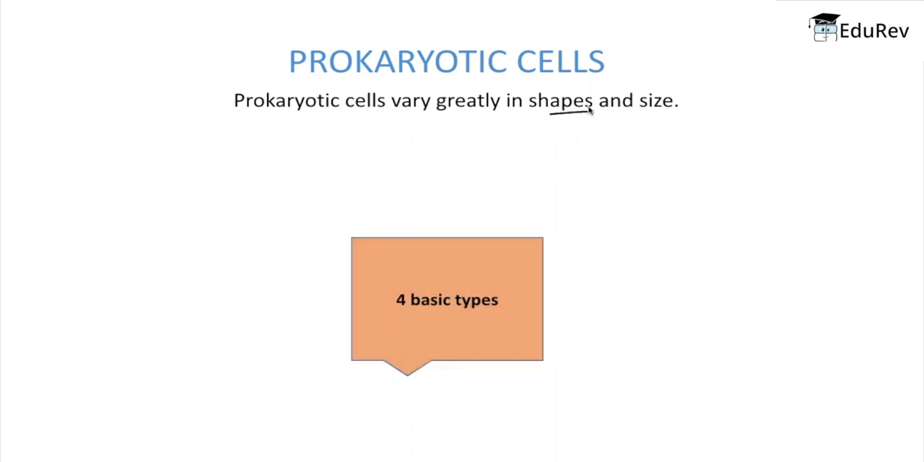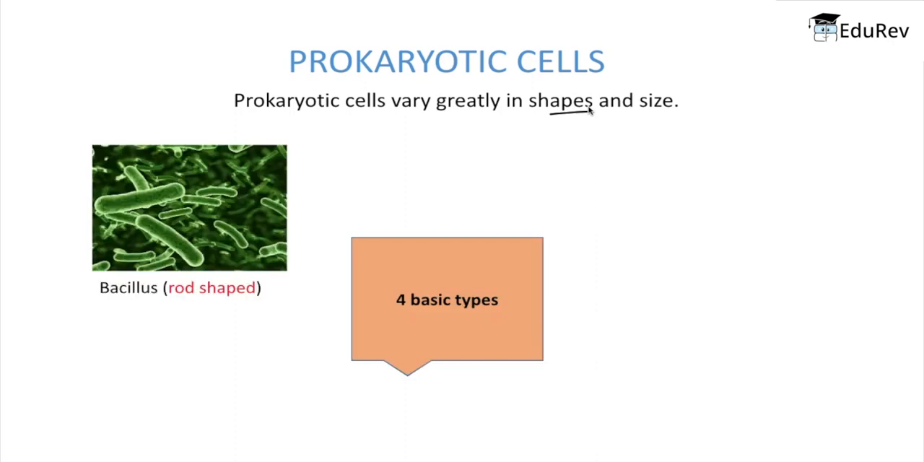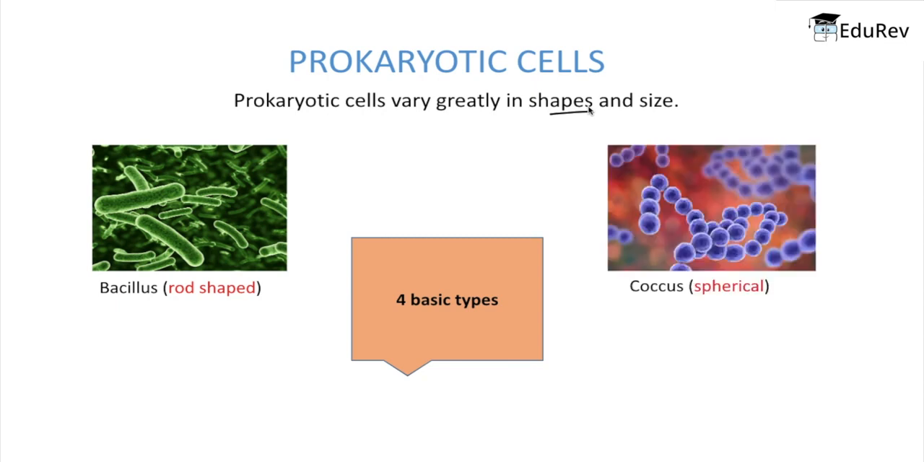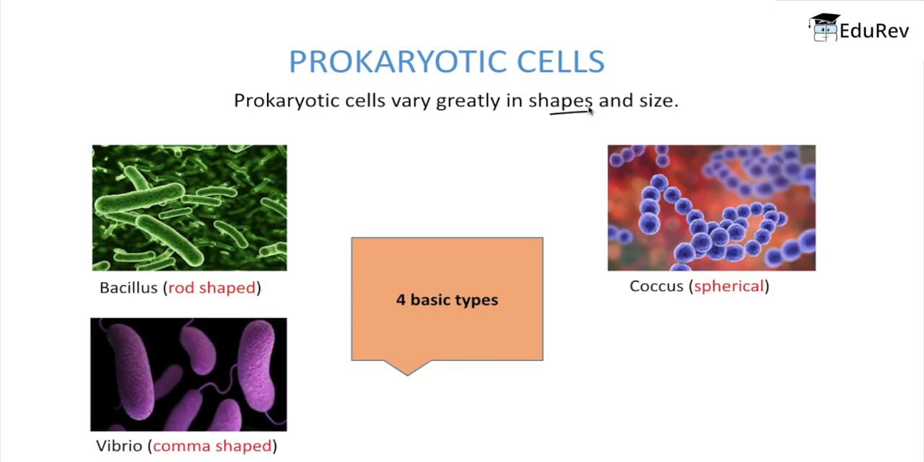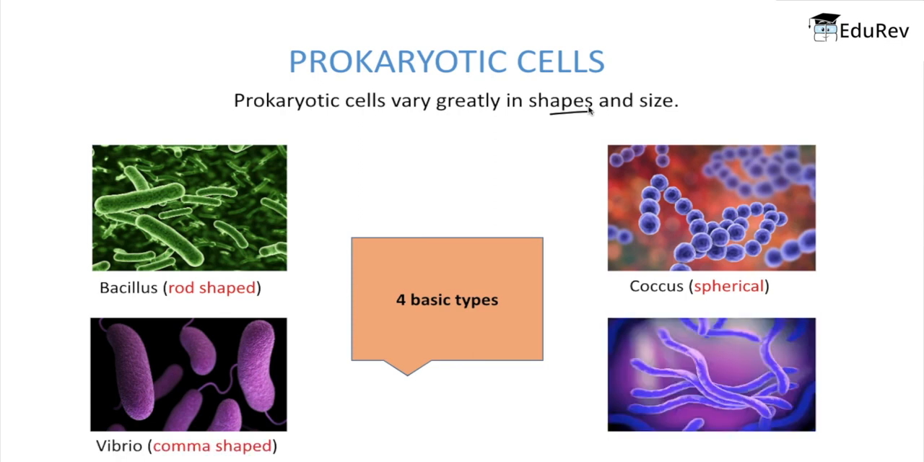These prokaryotic cells vary greatly in their shapes and size, and they generally have four basic types. First is the bacillus or rod shape, in which the bacteria are rod shaped. The second is coccus, in which bacteria are of spherical shape. The third is the vibrio, which means the bacteria are comma shaped. And the last one is the spirillum, in which bacteria are spiral shaped.